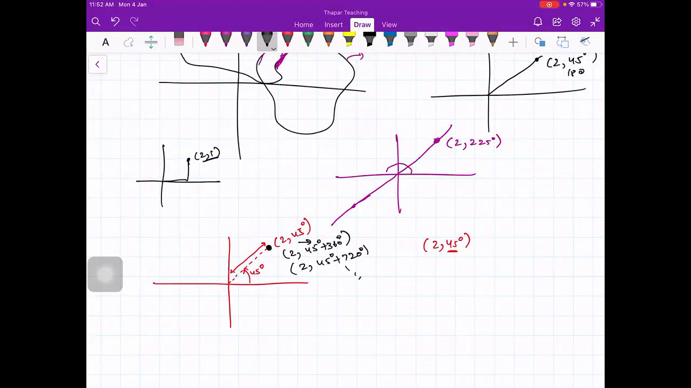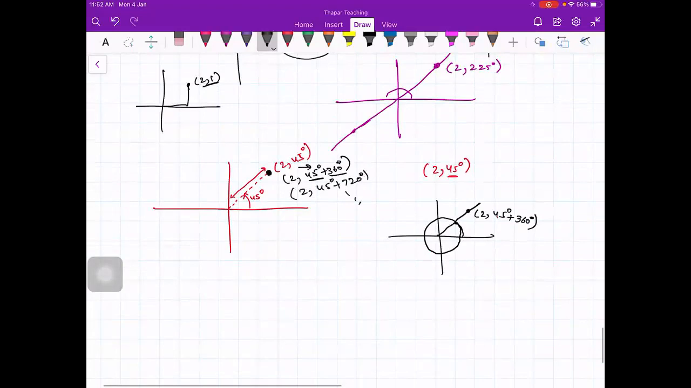You got it? Yes, ma'am. If you want to plot 45 plus 360, you first go 360 and then 45. Again you come to 45 degrees, again you plot, and you reach the same point. But this time its name is not 2, 45 degrees, but 2, 45 degrees plus 360 degrees. Is that okay? The name has changed, although the location is the same.